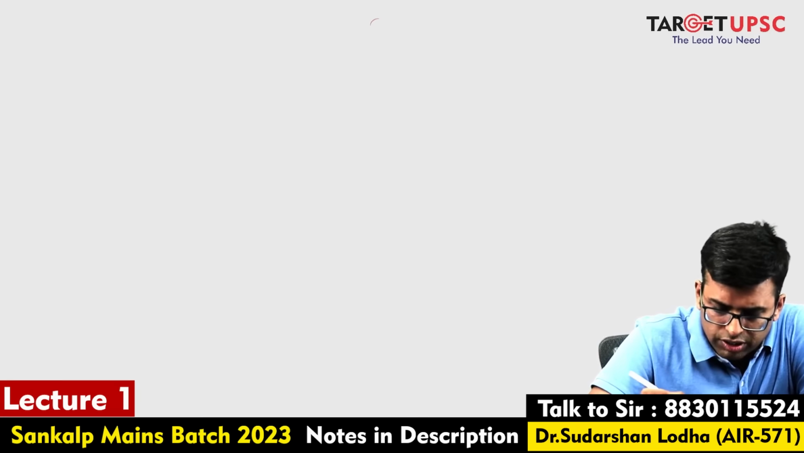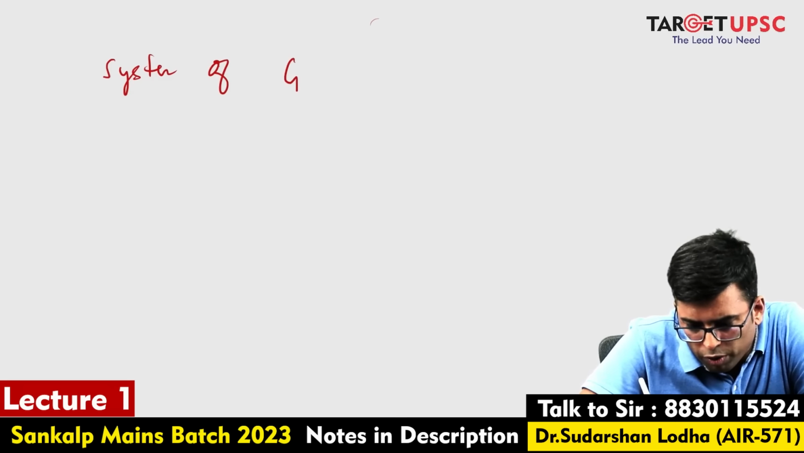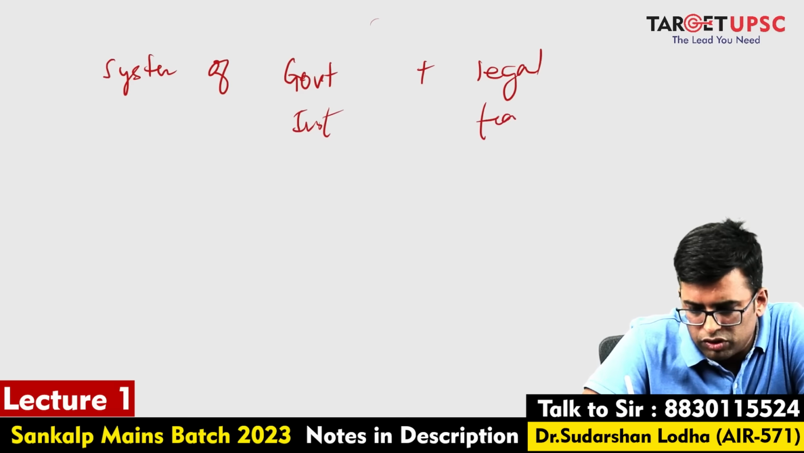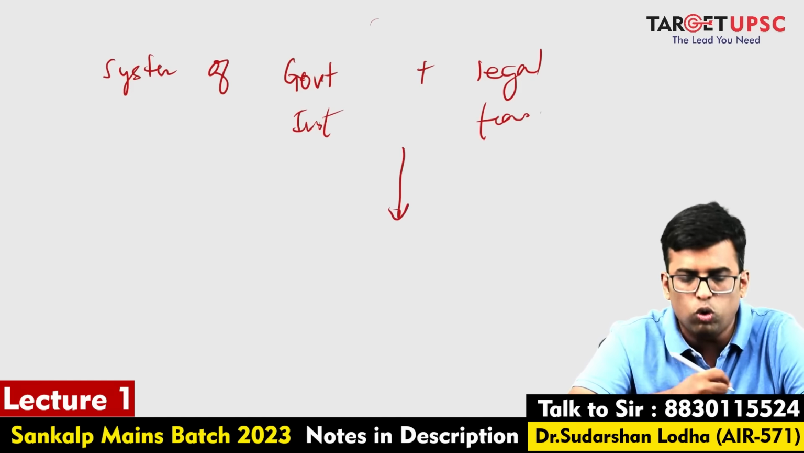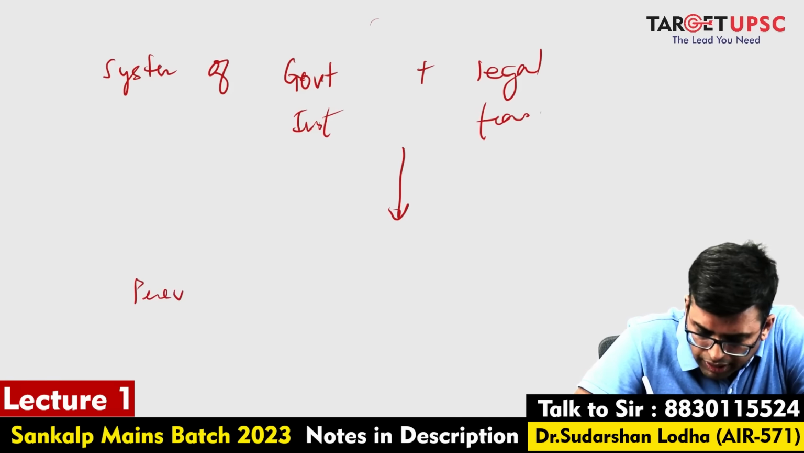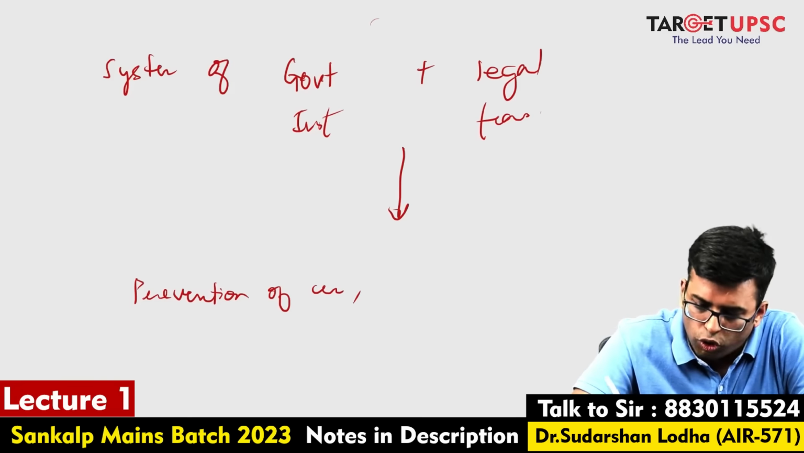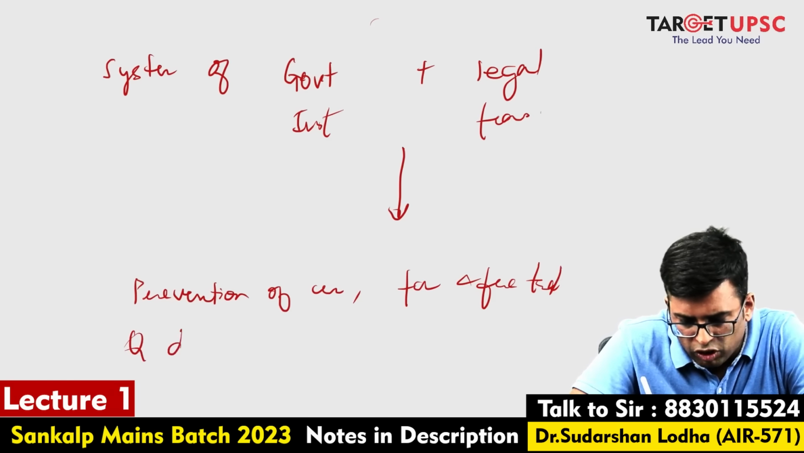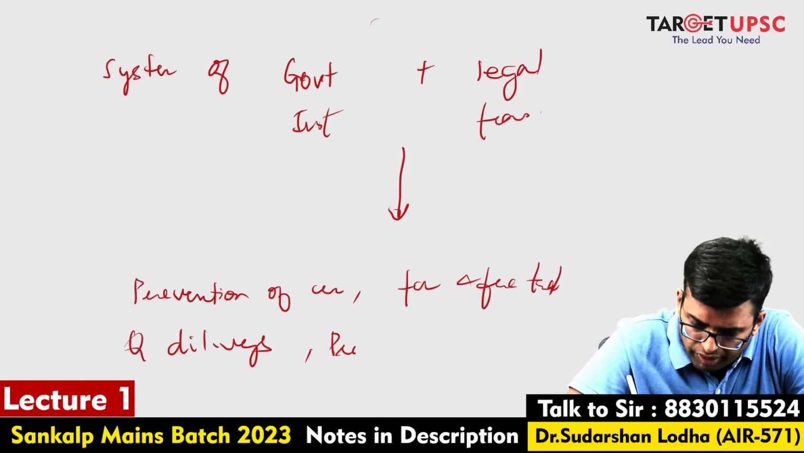So basically, the criminal justice system is a system of two things: government institutions plus legal framework. And ultimately, the aim of this criminal justice system is to work towards prevention of crime, ensuring fair and free trial, quick delivery of justice. Next is protection of victim.